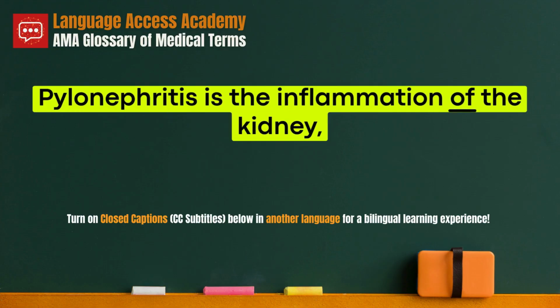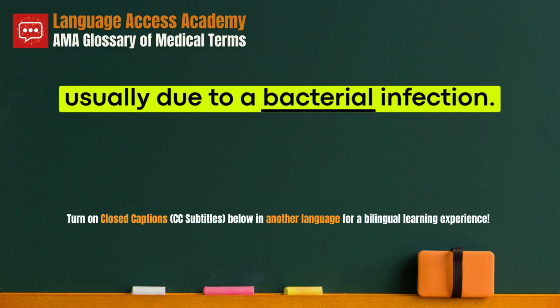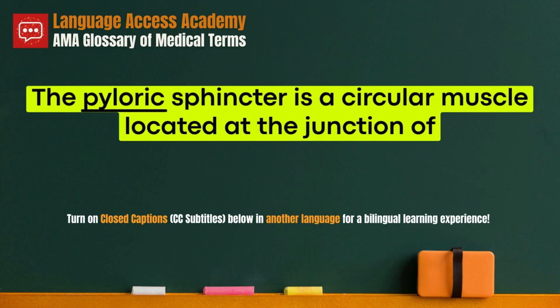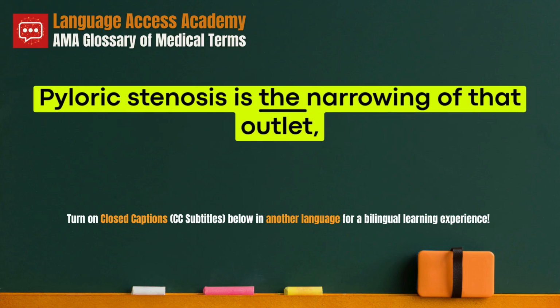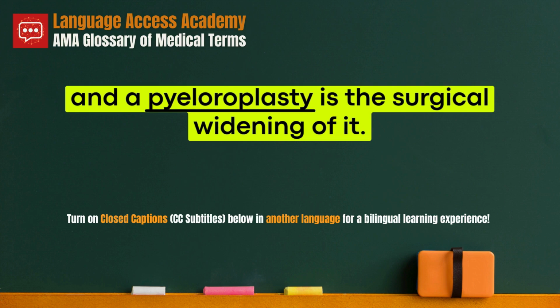Pyelonephritis is the inflammation of the kidney, usually due to a bacterial infection. The pyloric sphincter is a circular muscle located at the junction of the stomach and small intestine that controls the passage of food. Pyloric stenosis is the narrowing of that outlet, and a pyloroplasty is the surgical widening of it.